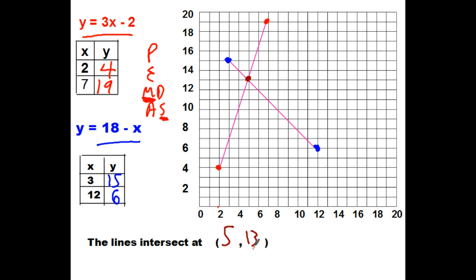Try that in my two equations. If I put a 5 in for x, 3 times 5 is 15 minus 2, 13. Put a 5 in, 18 minus 5, 13.